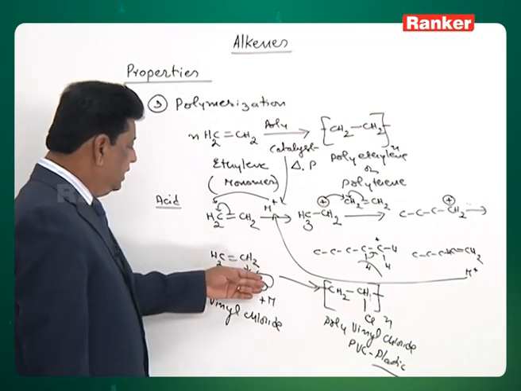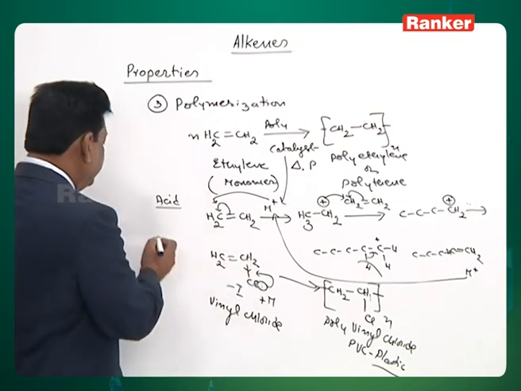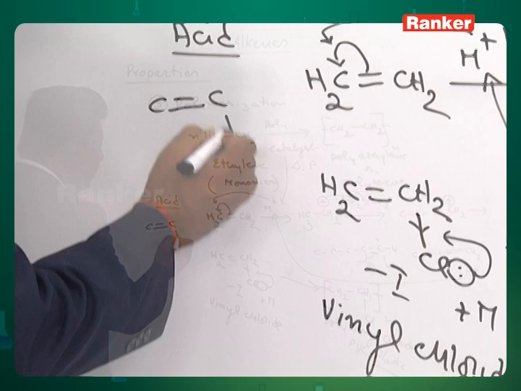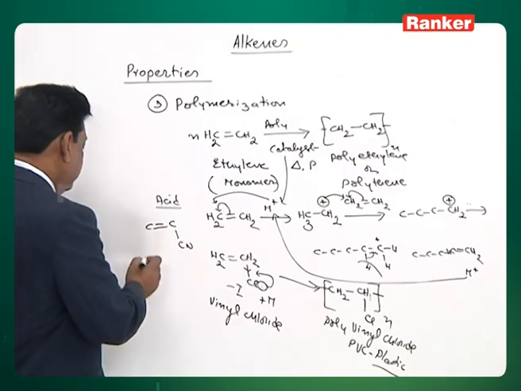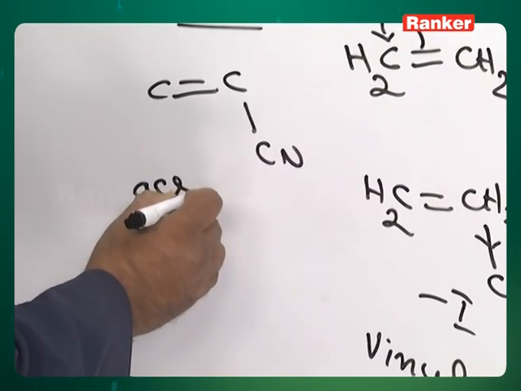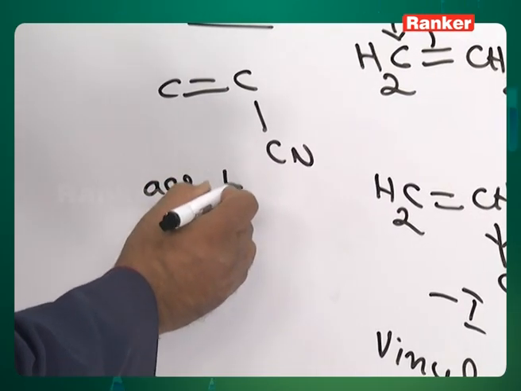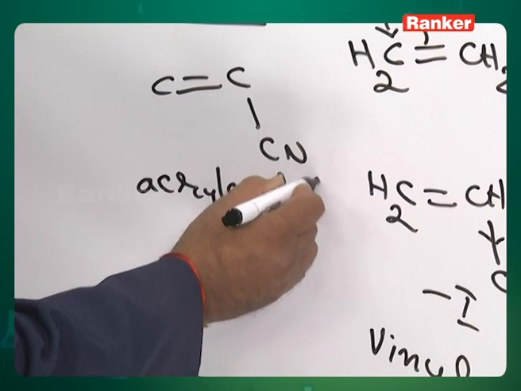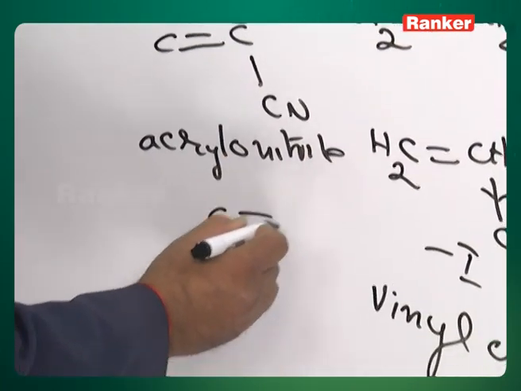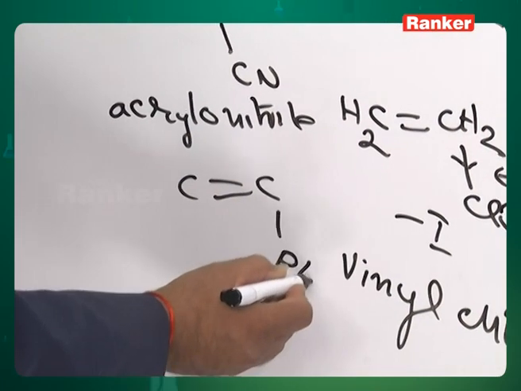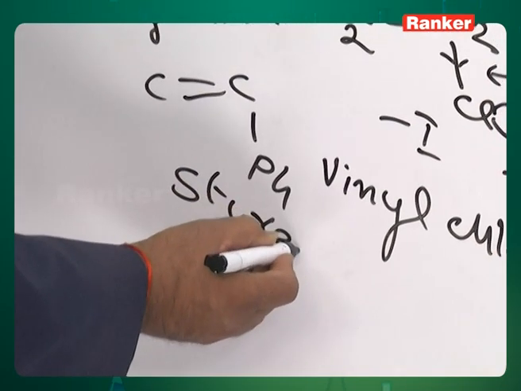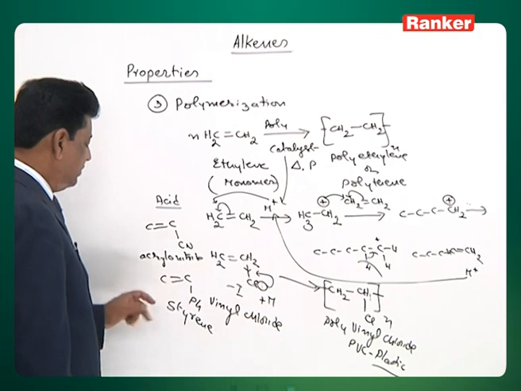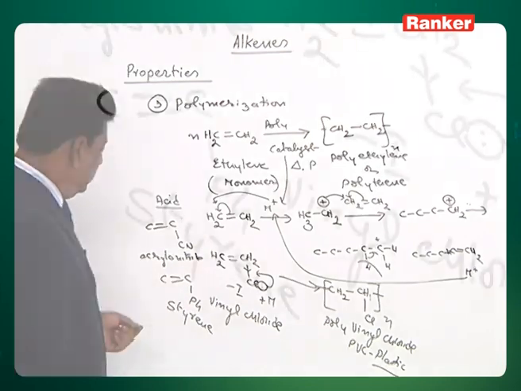Like that, instead of a chlorine, you can have a double bond with cyanide. This is called acrylonitrile. What you will get is called polyacrylonitrile. If a double bond has a phenyl ring, it is called styrene. The polymer you get from styrene is polystyrene, and so on.